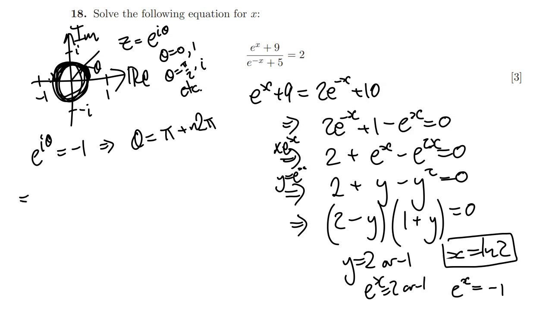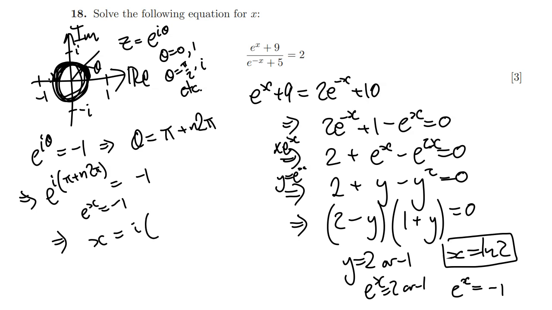So therefore, e to the i pi plus n, some integer, 2 pi equals minus 1. Therefore, in our case, where we have e to the x equals minus 1, x would equal i pi plus n 2 pi, where n equals 0, 1, 2, 3, etc.